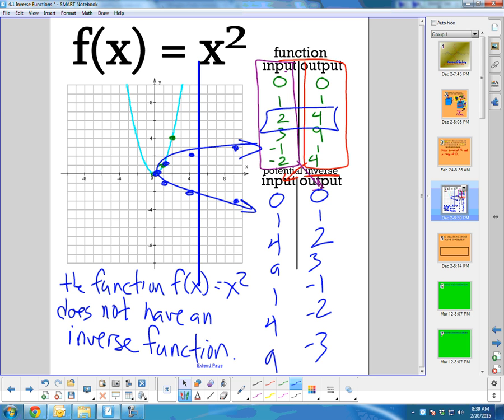Because the inverse has to be a function. We are restricting ourselves to functions. So while f of x is a function, its potential inverse fails the vertical line test. That inverse would not be a function. So we say f of x equals x squared does not have an inverse. More properly, we say f of x equals x squared does not have an inverse function. Very often we do not say that word there, and we just say inverse, and that word function is kind of implied there.